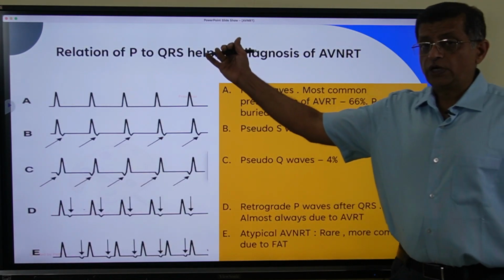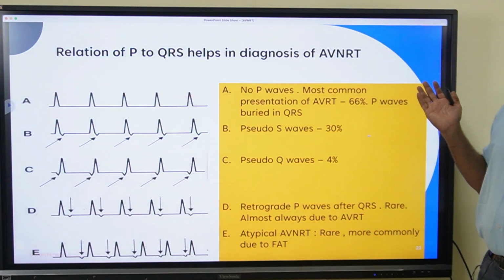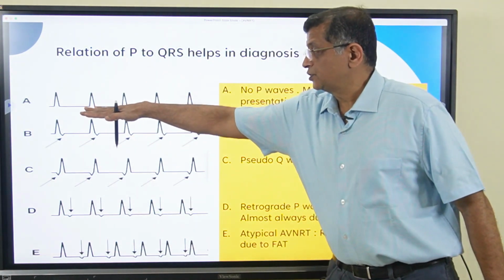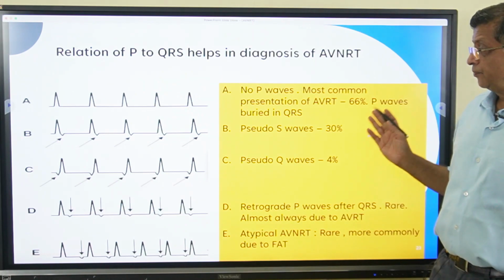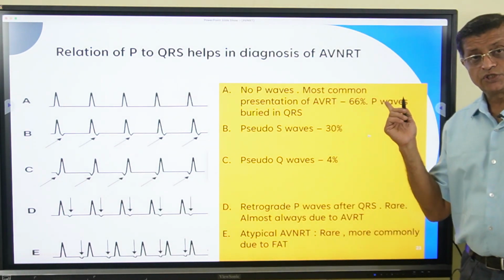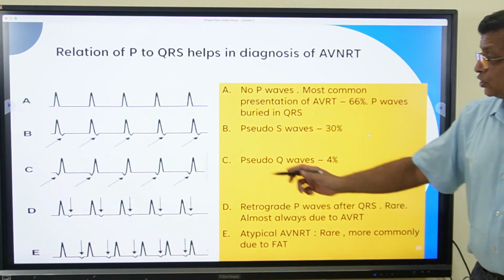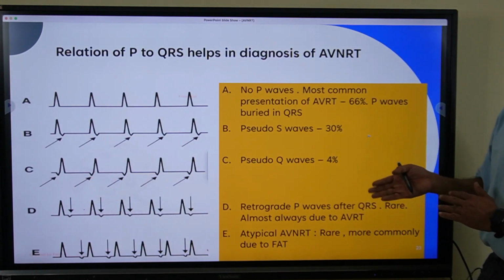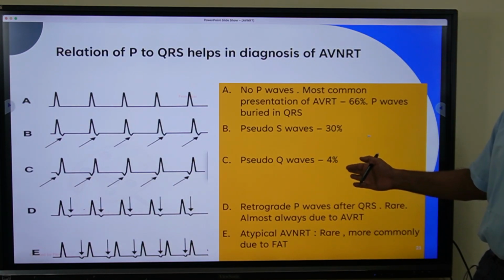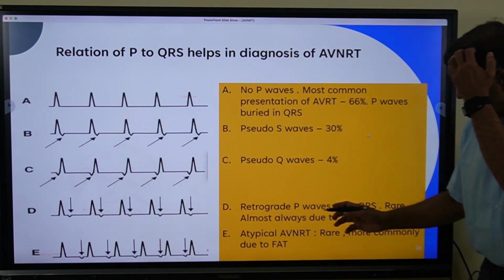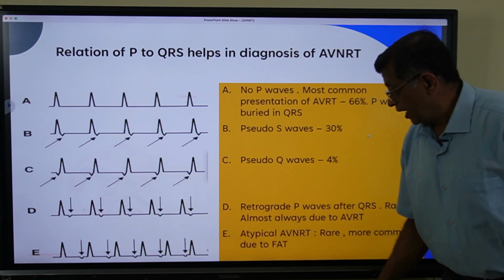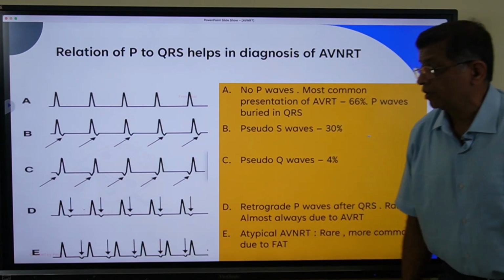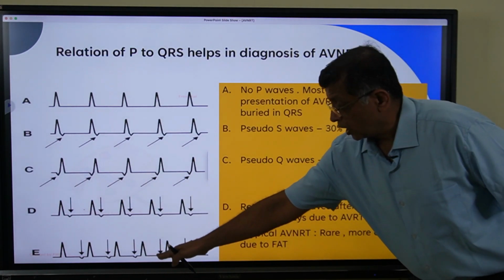Now, the relation of P to QRS can help in the diagnosis of AVNRT. The most common form of AVNRT is this: no P waves are seen, just a narrow QRS tachycardia. This is the case in 66% of patients. Then you can see pseudo S waves in 30% of patients. You can see pseudo R waves, that is, the P wave appearing inverted before the QRS, in 4% of cases. Sometimes there are retrograde P waves after the QRS. This is rare. And in atypical AVNRT, the P waves appear quite late after the QRS. So this is a long RP tachycardia, already discussed.